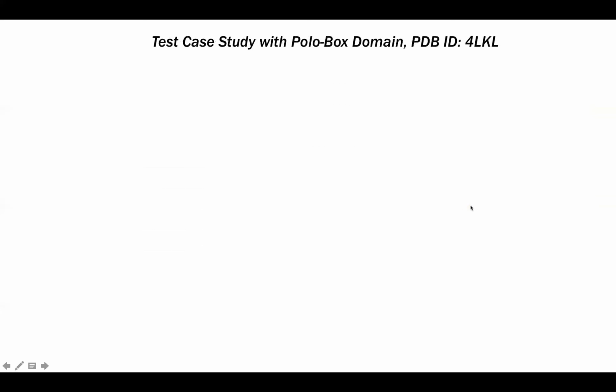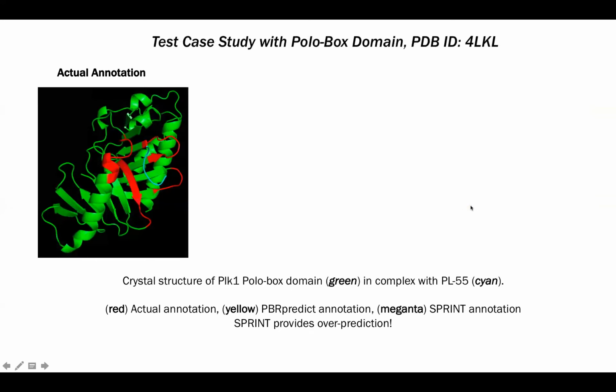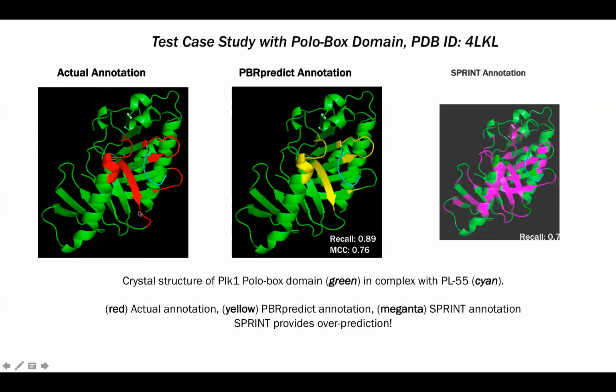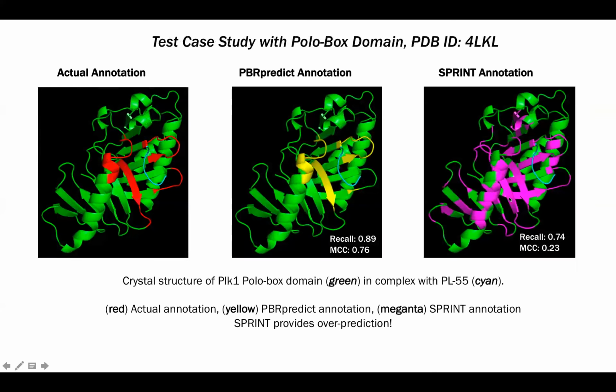As the second case study, I will show you a protein complex with a protein with a polo box domain and a peptide which is PLK55. Here is the peptide in cyan color, and here is the protein with the polo box domain, and here are the actual peptide binding residues in red. Again, this is the output of PBR Predict, which is our model, and here is the output of Sprint, and you can see that it is again overpredicting peptide binding residues almost everywhere.